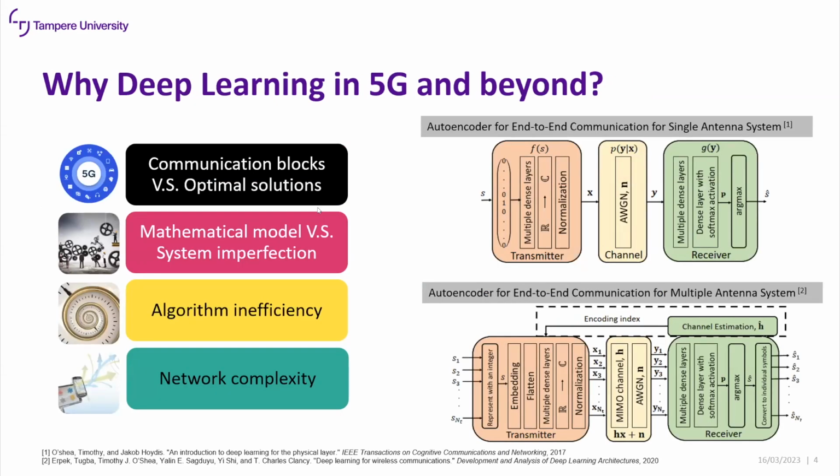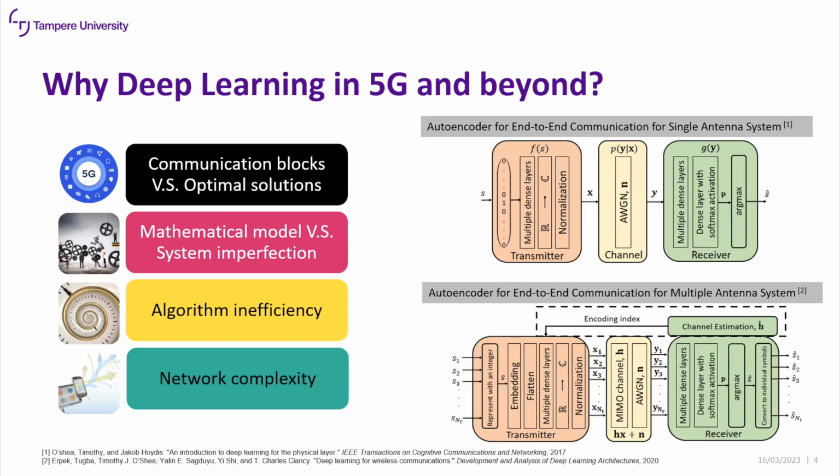Now, why do we need machine learning in wireless communication, 5G and beyond? First of all, is communication versus optimal solution. As you can see in the traditional communication systems, each block is being optimized individually, and that is actually cumbersome. And then the mathematical model versus system imperfection, because of the non-tractable mathematical representation of some of these signal processing blocks. And then the traditional algorithms are inefficient due to their computational complexity. And of course, there is increasing expansion of the network as we move from 5G to 6G and beyond.